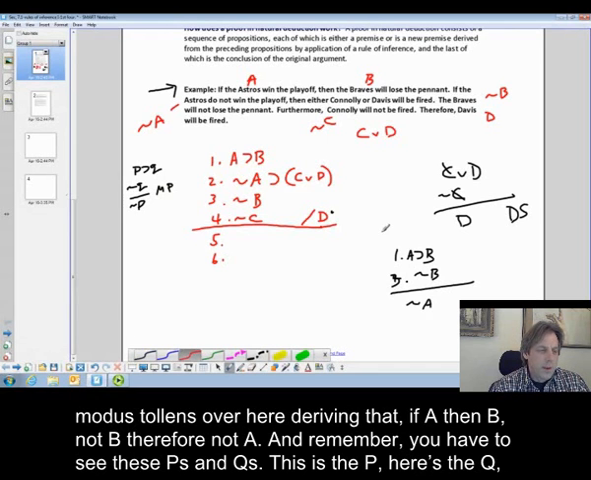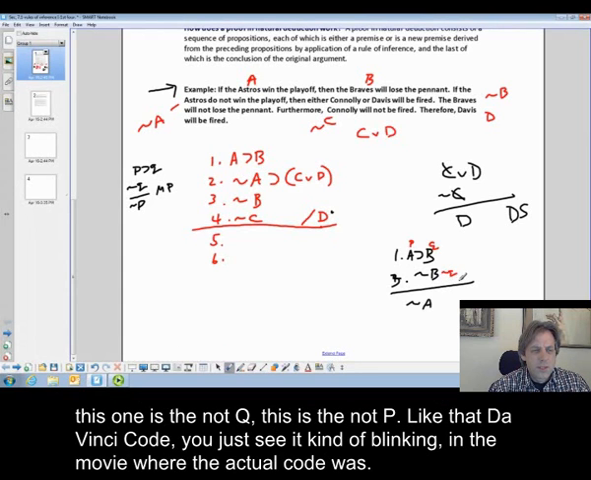And you remember, you have to see these P's and Q's. This is the P. Here's the Q. This one is the not Q. This is the not P. Like that Da Vinci Code. You just see it kind of blinking in the movie where the actual code was.